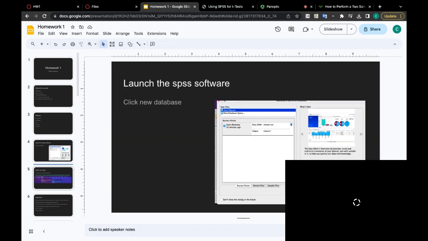Before we begin, I want to make sure that we have our SPSS software launched and ready to use with the data set. So we're going to launch the SPSS software. We're going to click it. Nothing's been changed. This is an entirely new software. Ignore the little thing I had previously opened. It'll take a little while to load.